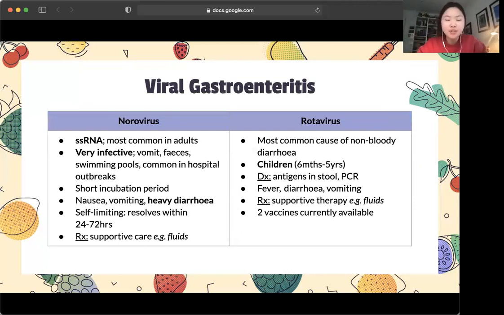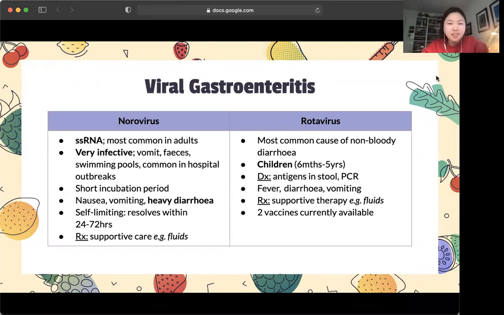Viral gastro is very, very common. Norovirus is most common in adults. Rotavirus is most common in children. Norovirus causes hell to break loose in terms of hospital outbreaks. It's horrendous to deal with. Both of these are self-limiting, they resolve by themselves. You just want to give them supportive care and fluids because you don't want them to die of dehydration. So just make sure you're giving them fluids.